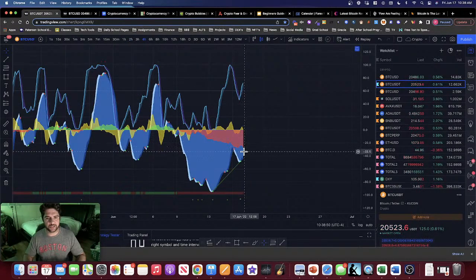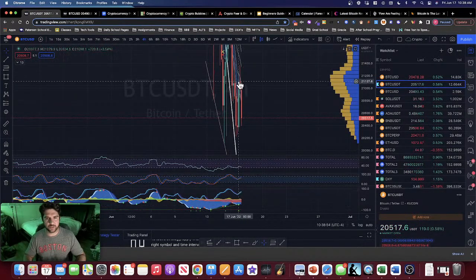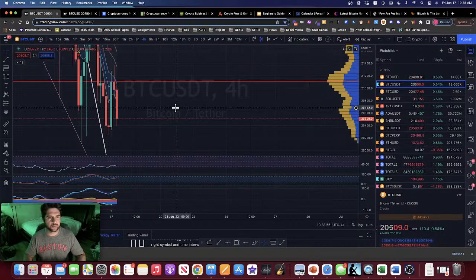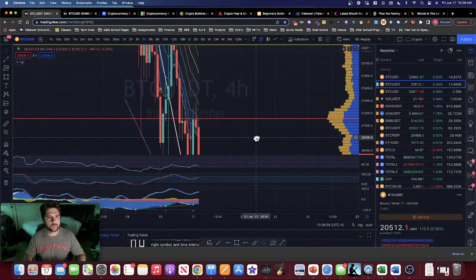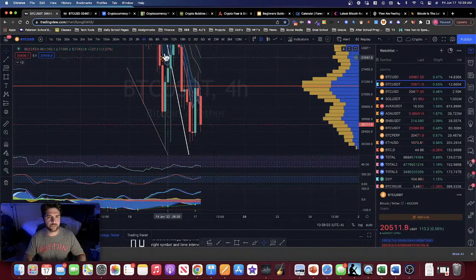Money flow deep in the red. You had some bullish divergence here on the 4 hour. Bullish divergence played out. Yeah, that was our pump. A little pump up there, and then you came back down and you're engulfing that. Not good.